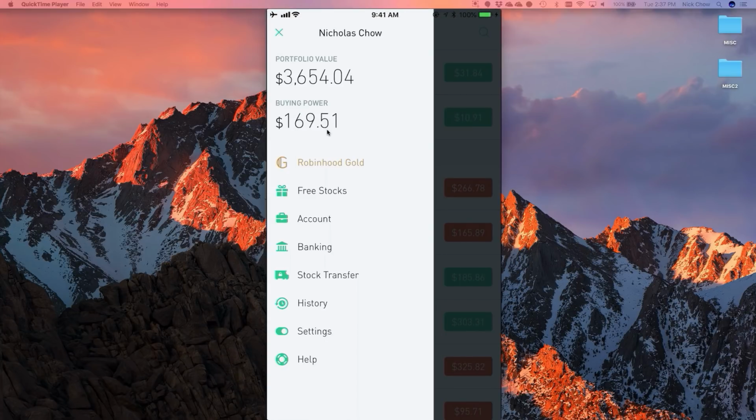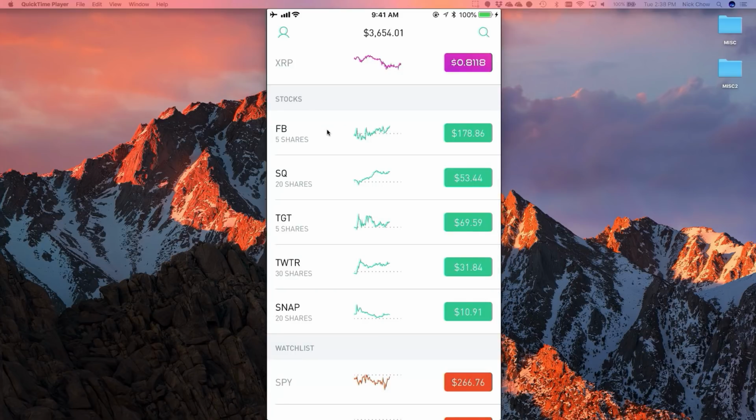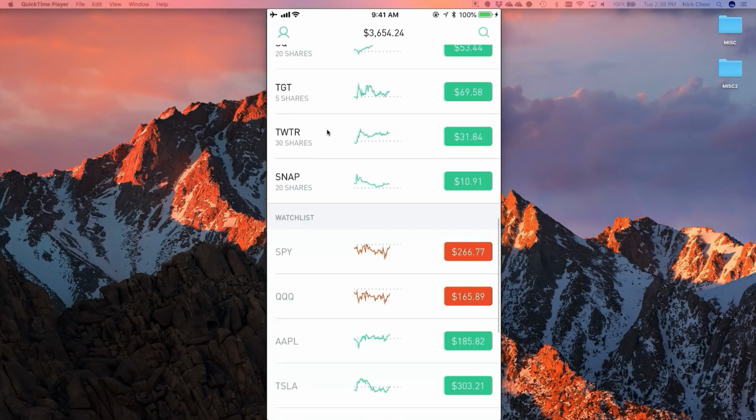Robinhood I mostly use just to hold stocks and play around with. I primarily use Thinkorswim and Tastyworks for all my options trades. I can do about 3 to 5 options trades a day.